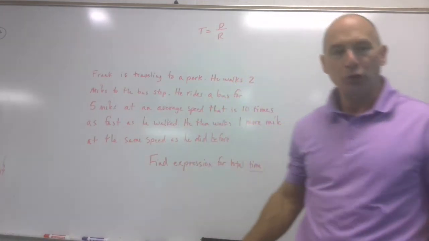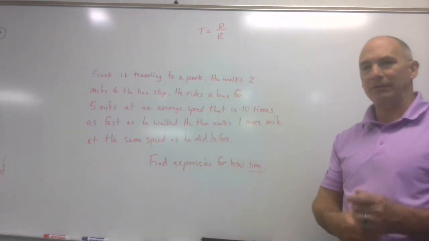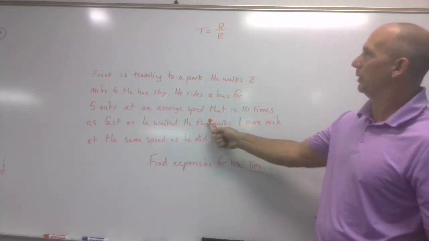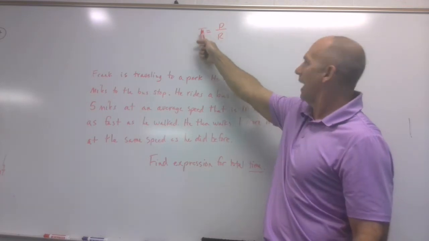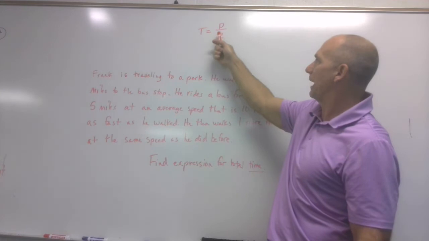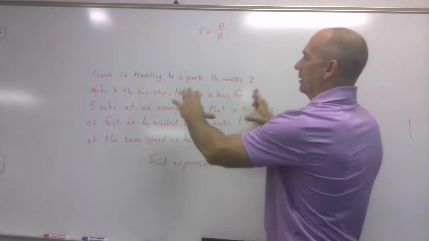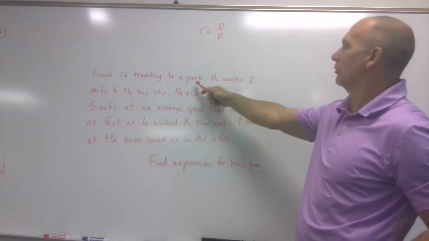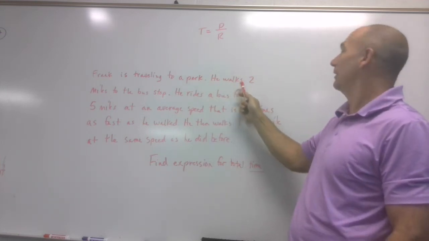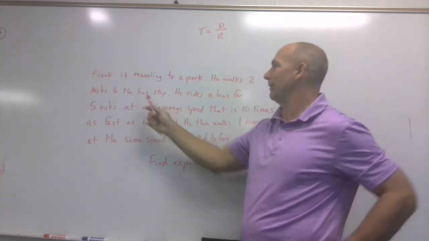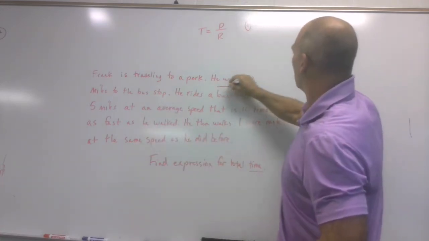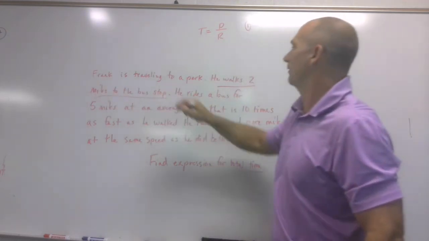Story problem number 2. The first one's from the pre-lesson. This one's similar, but a little subtle differences. It's still built off this formula where time equals distance divided by rate. So we're going to piggyback this formula and try to take a look at this. Frank is traveling to a park. He walks, see there's one way to move, 2 miles to the bus stop. So we know our situation number 1, he walks 2 miles to the bus stop.